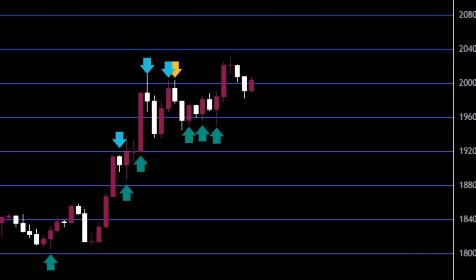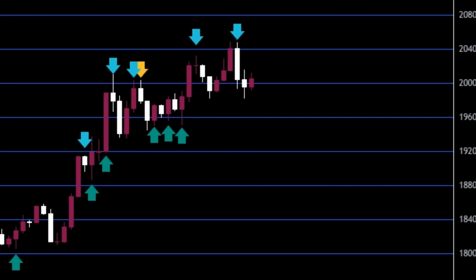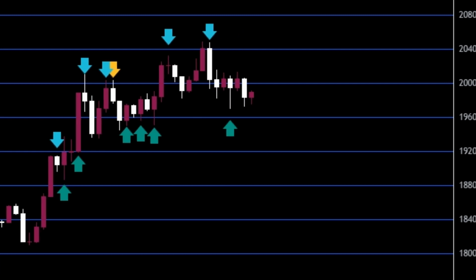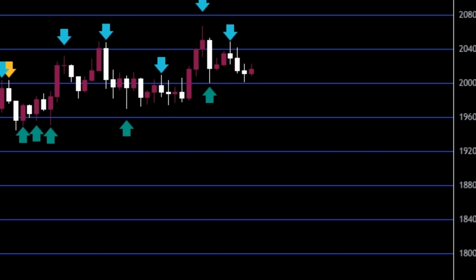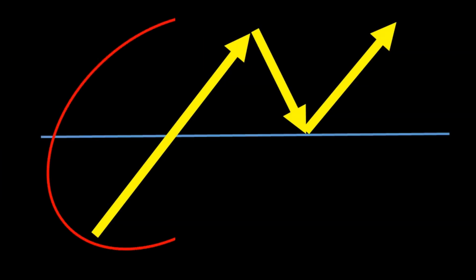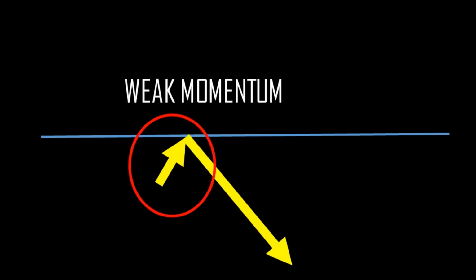In this example you can see in the chart that the number of reactions to these round numbers is significant. These round numbers act as support or resistance levels. By measuring price movement leg power we can anticipate how the price will react to these levels.